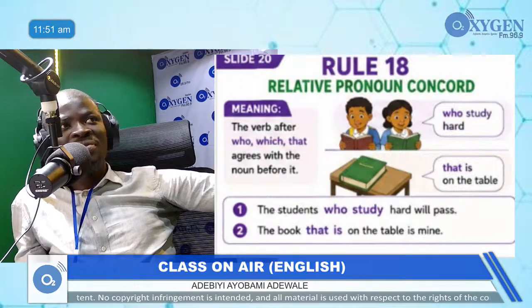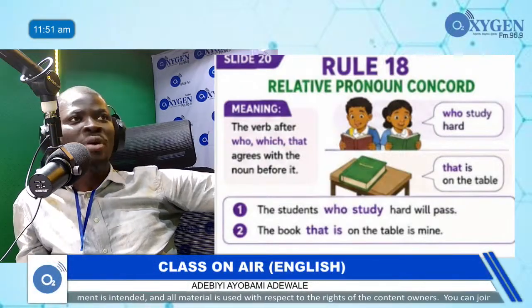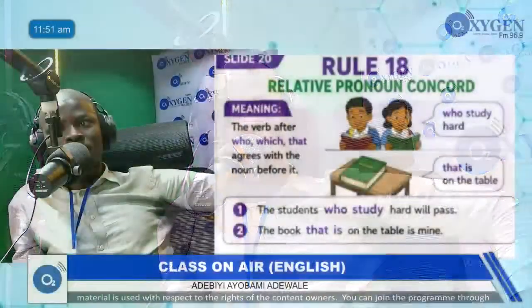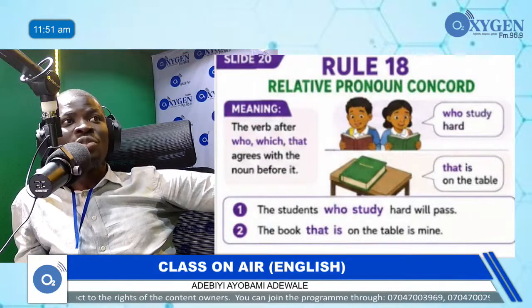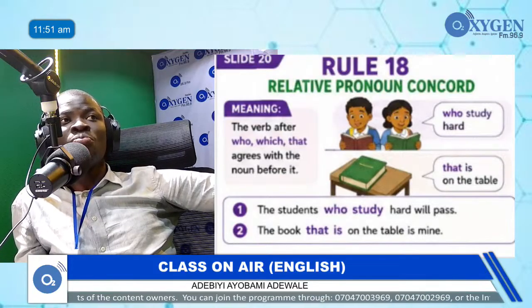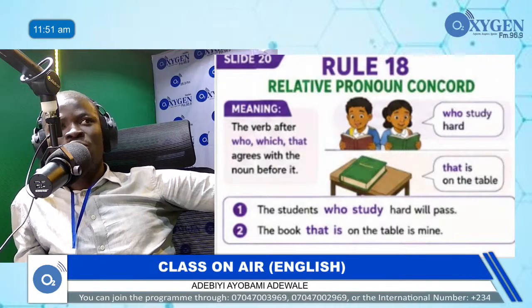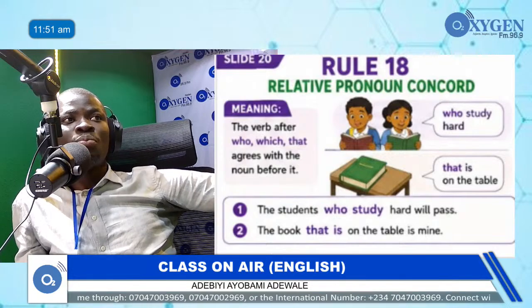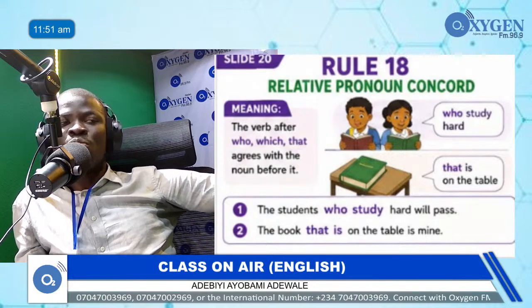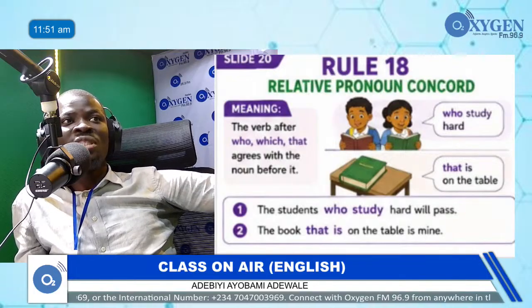The verb after who, which, that, whose, whom, etc., relative pronouns, the subject before them tells us if the verb after them is going to be plural or singular. Look at example 1 that I cited: The students who study hard will pass. Example 2: the book that is on the table. How many books are involved here? Just one. So we say the book that is on the table is mine.